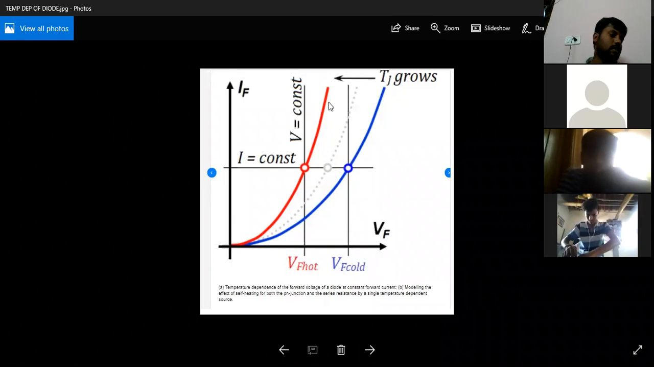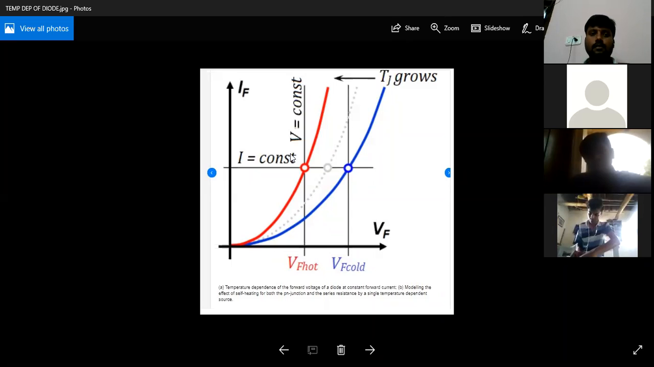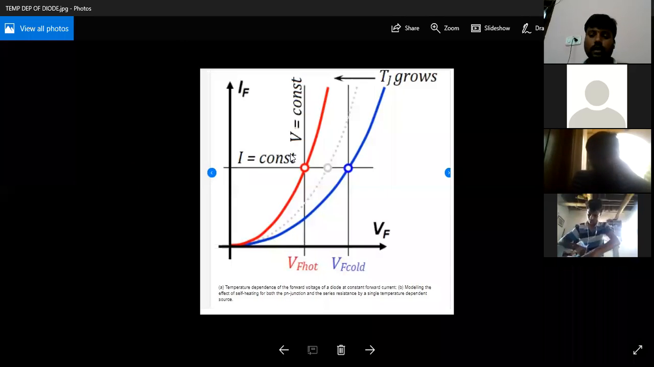Also, the diodes which are made with the materials gallium arsenide and silicon are very much useful to sense the temperature. And as compared to gallium arsenide, silicon is very cheap and freely available and highly sensitive to temperature variations. So we can use silicon for these temperature sensing devices.